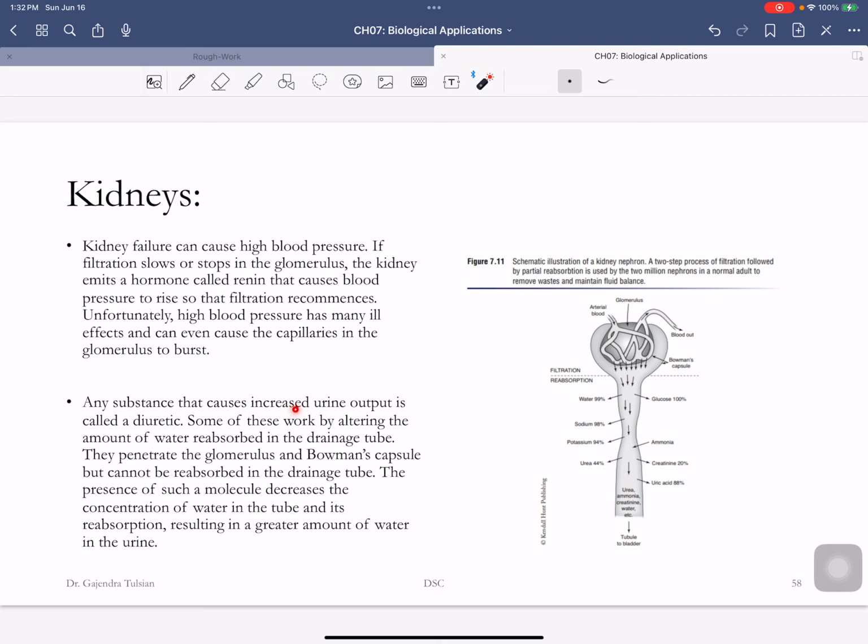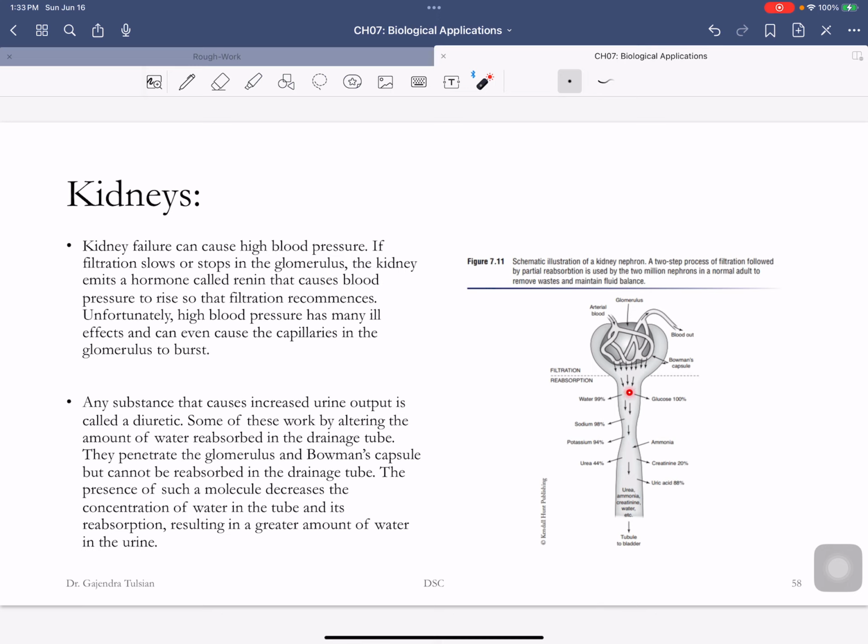Any substance that causes increased urine output is called a diuretic. Okay, so what happens is this water has to be reabsorbed. 99% of the water has to be reabsorbed. But generally, if the concentration of the water in the blood is less than here, then water is easily reabsorbed.